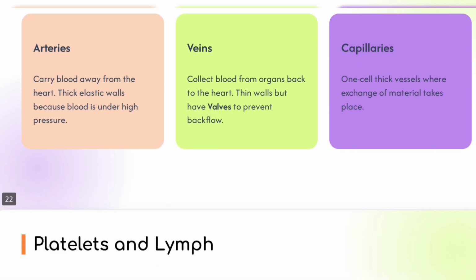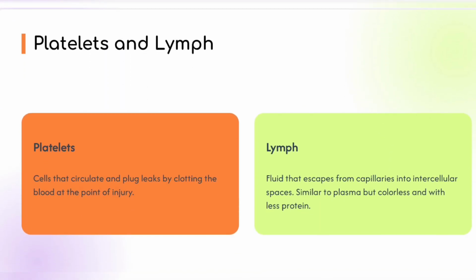Next, we will study platelets and lymph. Platelets are small cell fragments present in the blood. Their main job is to help in blood clotting. Whenever there is an injury or cut, platelets gather at that place and form a clot to stop bleeding and prevent infections. And lymph is a colorless fluid that comes out from the blood capillaries into the spaces between the body cells. It is similar to plasma but has less protein.